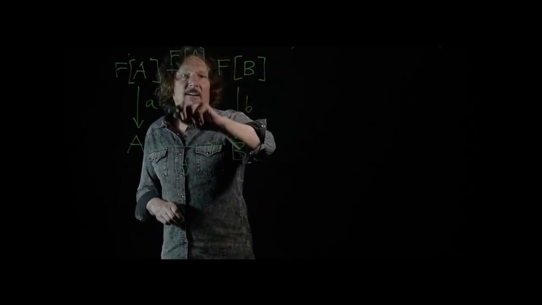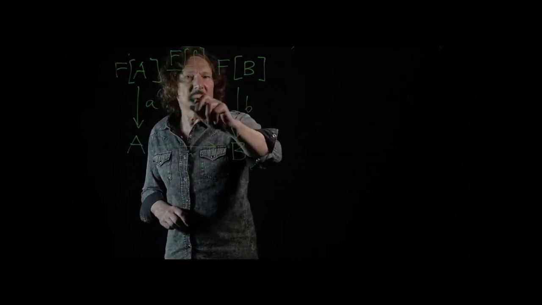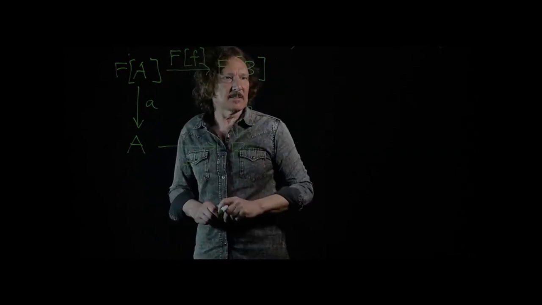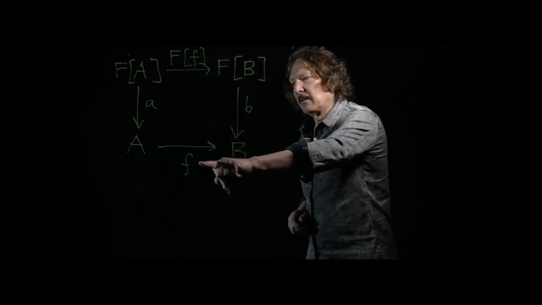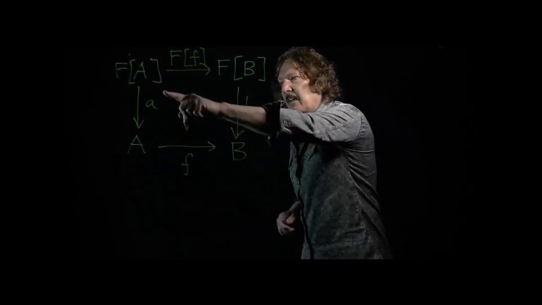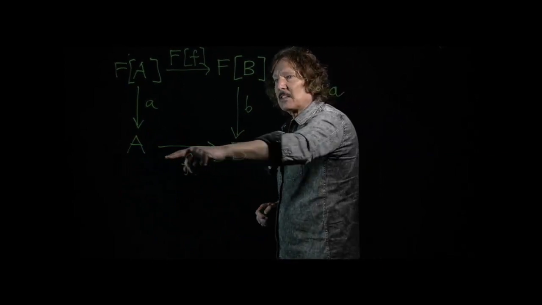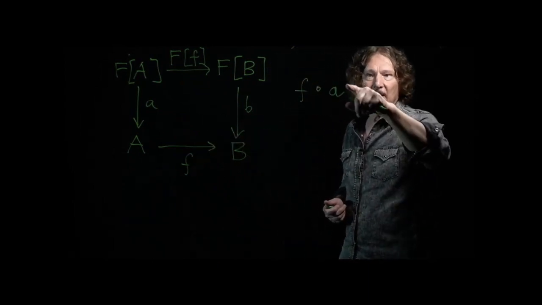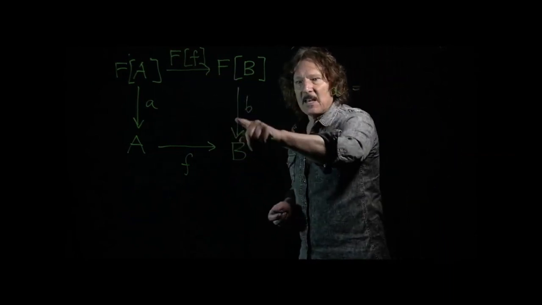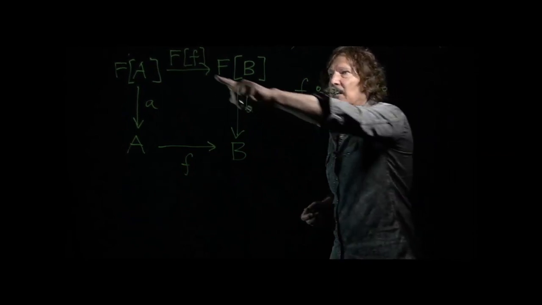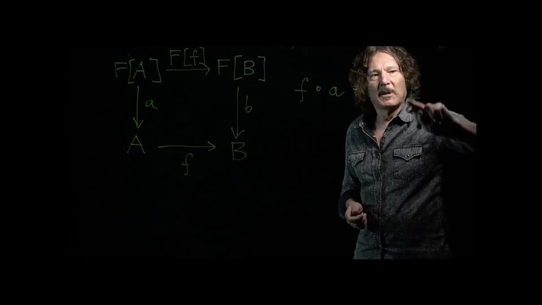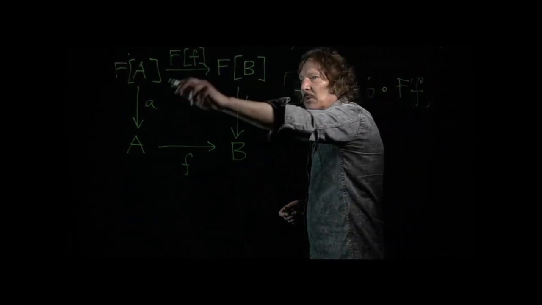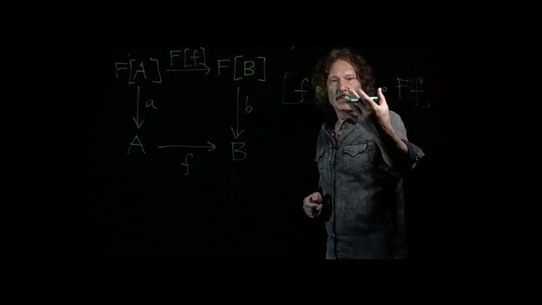And if this diagram commutes, what does it mean it commutes? This is how we say it in category theory. We say the diagram commutes if these two paths give the same result. Right, so one path would be f after a, right? The composition of these two functions. First we perform a, then we perform f. It's written categorically as f after a with this little circle. Must be the same as b after F f. Well, categorically, we just say Ff, right? Without the brackets.